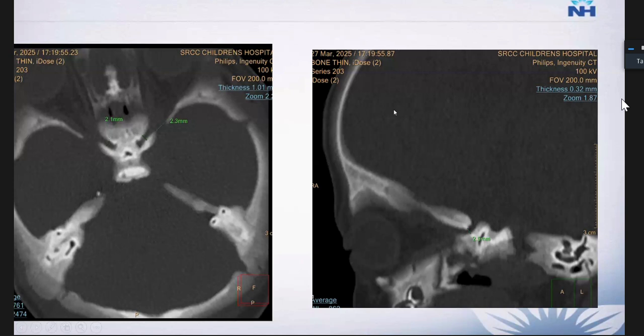So based on this finding, does anybody have any differential in mind? You can put it down in the chat, or what you want to do next. Any guesses what this condition could be?